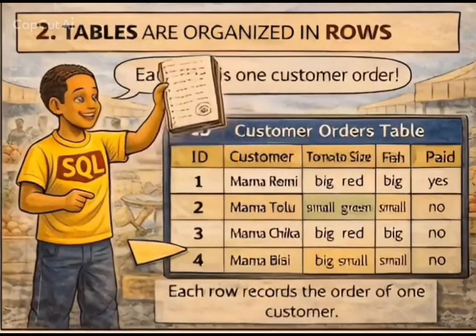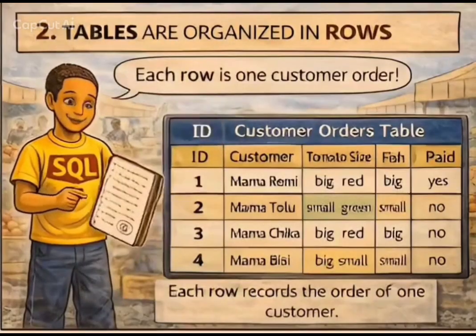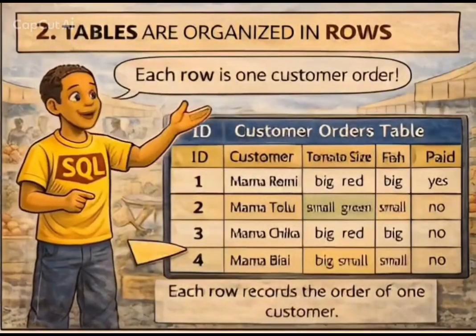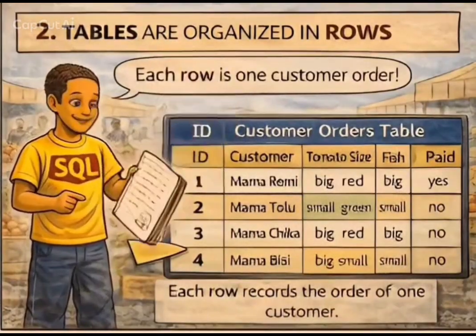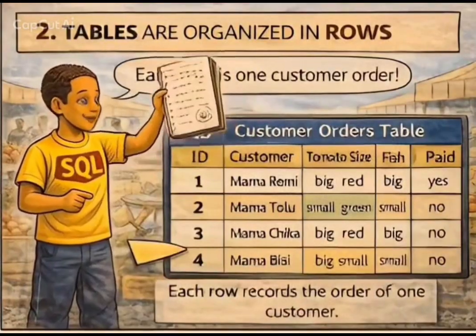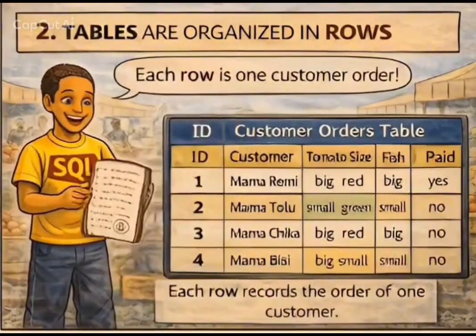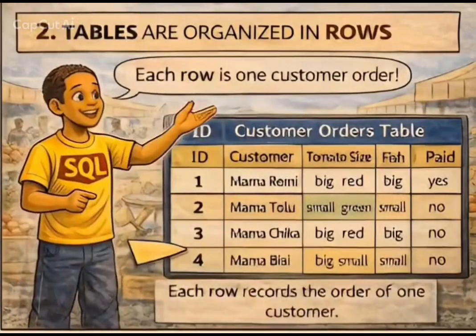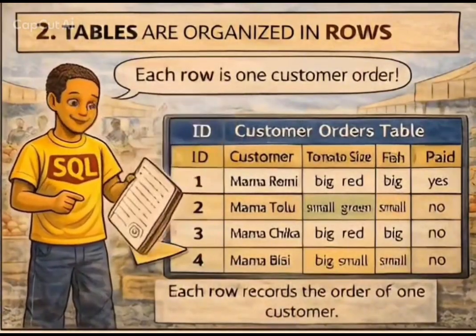Inside the Customer Orders Table, information is organized in rows and columns. Each row represents one customer's order. For example, one row might contain Mama Remy's order. Another row might contain Mama Tolu's order. Another row might contain Mama Chica's order. Every row stores the details of one order from one customer.